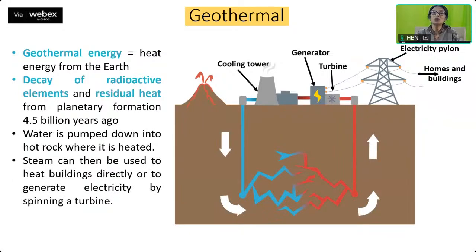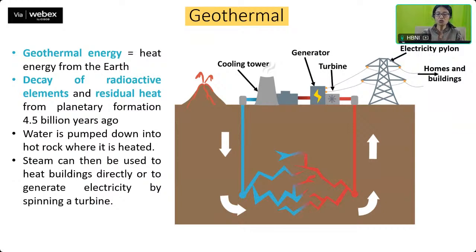And also you have something known as geothermal. This term itself is very self-explanatory. Geo means earth, so it is heat energy from the earth. It comes from the decay of radioactive elements and residual heat from the planetary formation, which was there like 4.5 billion years ago. So that is stored as the geothermal energy.